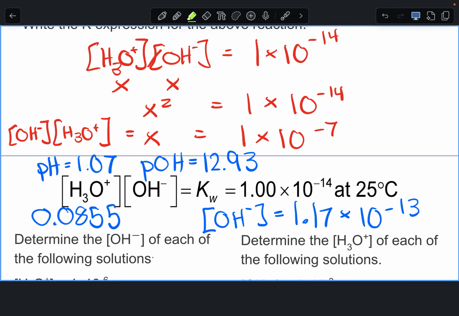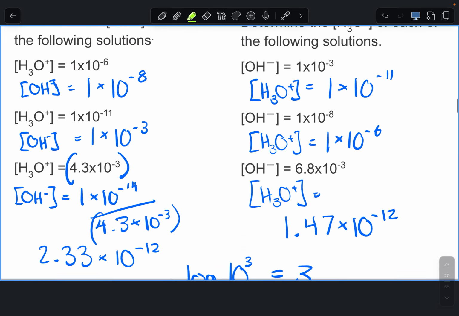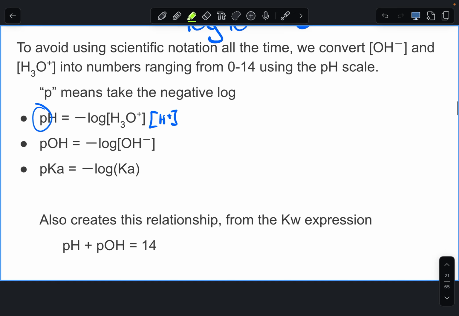Okay, maybe you've seen it already, maybe not. These two things add up to 14. So just like H3O plus and OH minus, when they're multiplied, equal 1 times 10 to the negative 14, pH plus pOH equals 14. Okay, so that's another important relationship. Don't worry, I have a summary page with this. So we've done pH, pOH, and now we're creating this new relationship here.